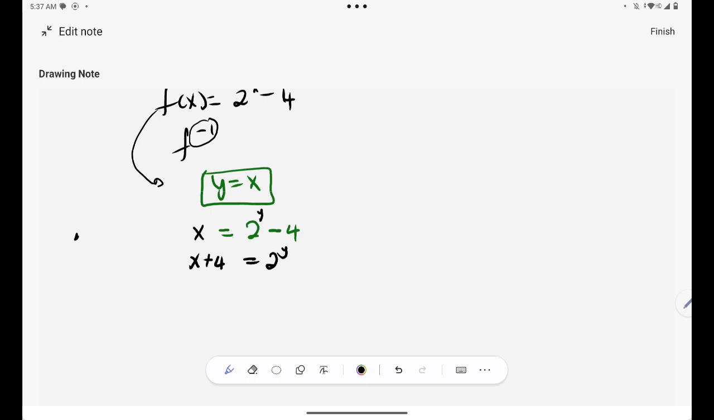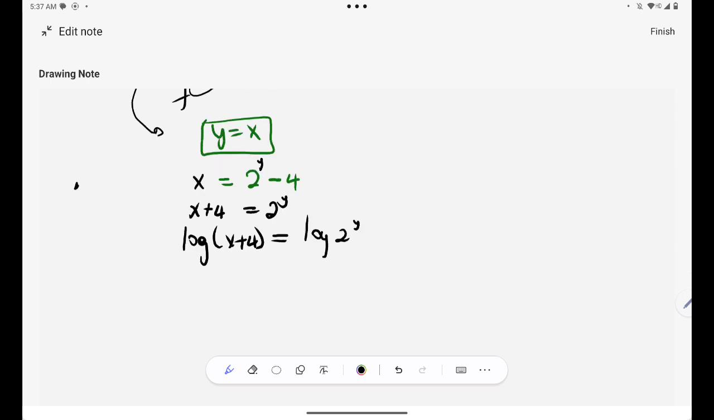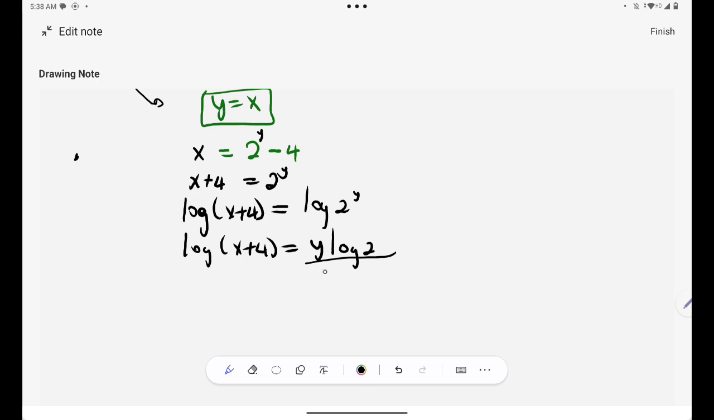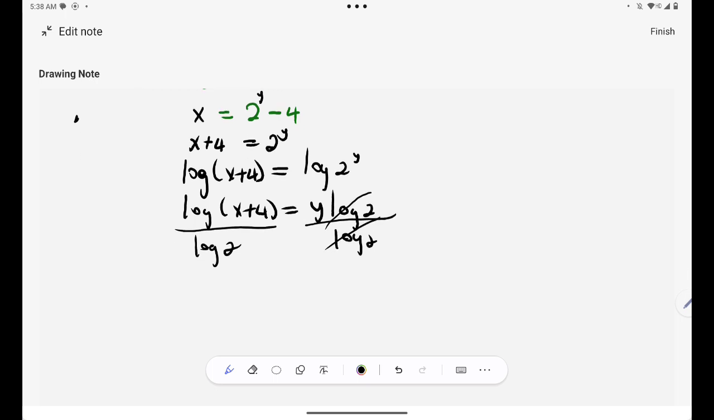And y is at the exponent. I can't make my bases the same, so I must introduce logarithms on both sides. I must have the log of x plus 4 and the log of 2 to the power y. There's a rule, the exponent rule, that I can bring down the exponent of my index and have something like this, and then I'll divide both sides by log 2. By log 2, this will cancel.